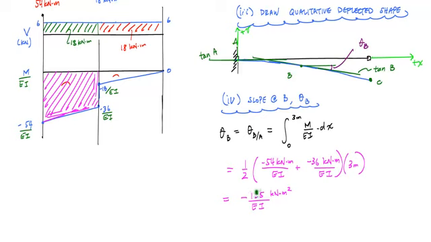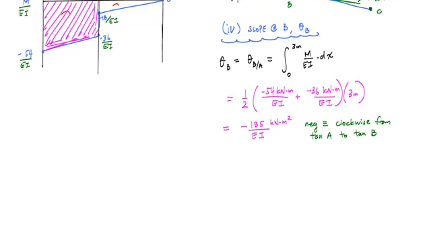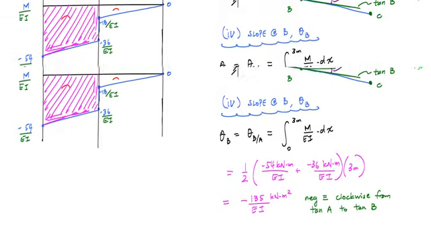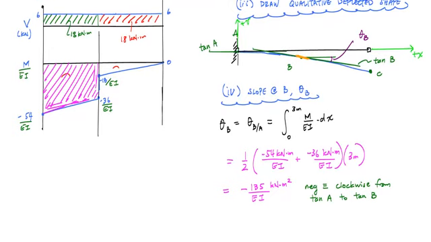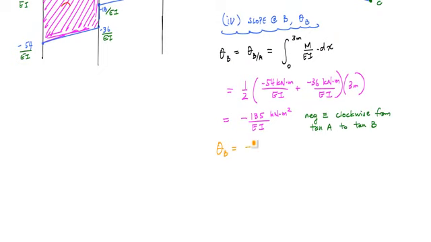The negative means that we went clockwise from the tangent at A to the tangent at B. It doesn't necessarily mean that the slope is negative, but in this case, the slope at point B is negative because our beam at point B has a downward slope, if you will. And according to this plus V and plus X axis, this is a negative slope. The final result for the slope at point B is equal to minus 135 over EI kilonewton meter squared.